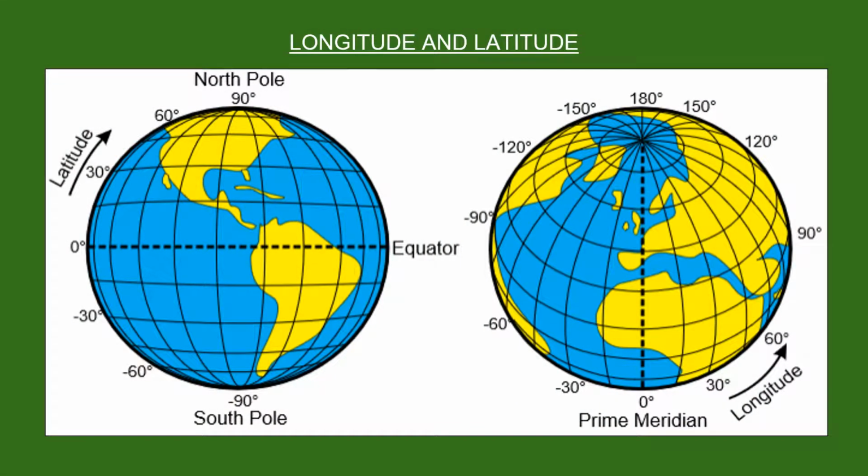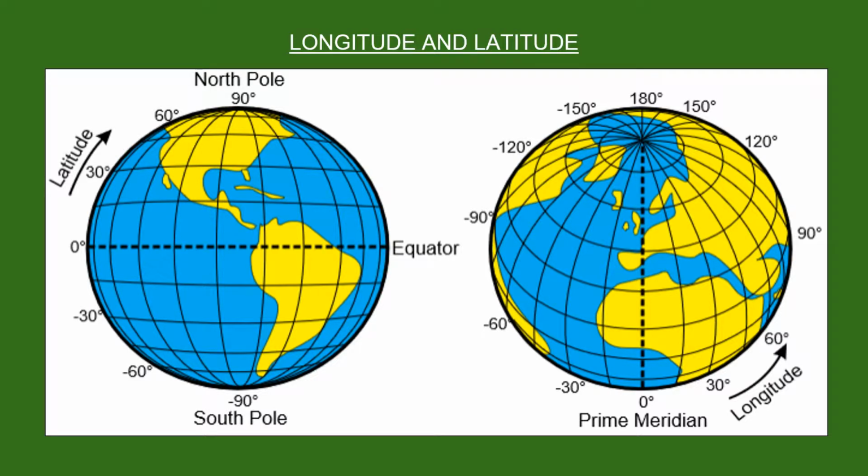Here we're going to be looking at Earth coordinates. We're going to be looking at the concepts of longitude and latitude. In the diagrams below, you're going to see lines of latitude on the left displayed, which are horizontal lines ranging from 0 to 90 degrees at the North Pole and 0 to negative 90 degrees at the South Pole.